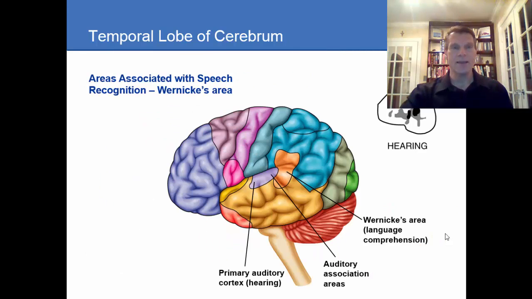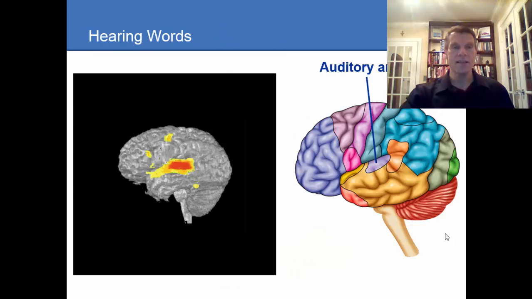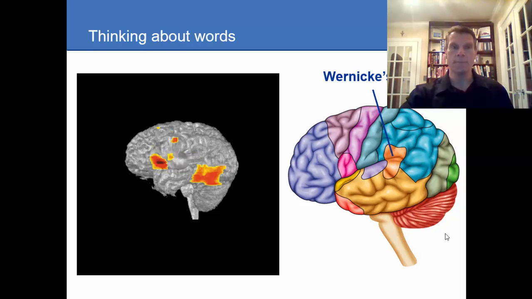If we move up to the top of the temporal lobe, we come to the area responsible for hearing and understanding what we hear. So the area associated with speech recognition, so we understand what we're hearing when somebody's speaking, is called Wernicke's area. We also have other areas responsible for hearing. When you're hearing words, again, in the diagram, the brain is red, that's most active. And again, you can see those are in the auditory areas at the temporal lobe.